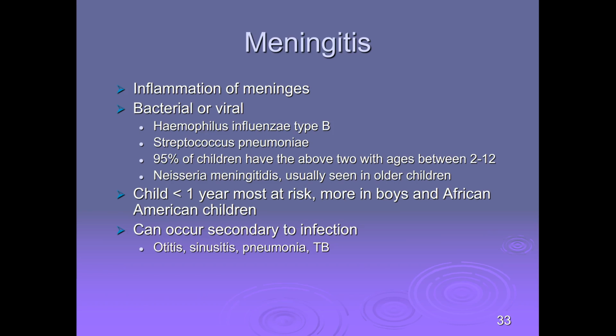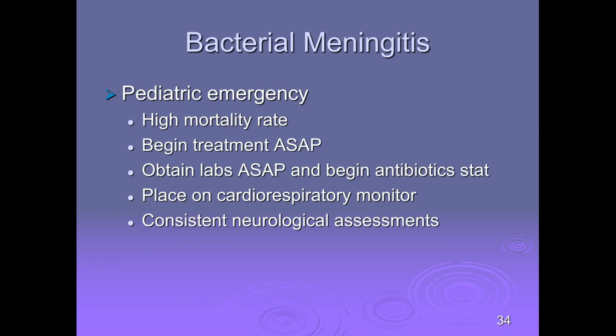Moving on to meningitis. We've seen a decrease in bacterial meningitis because of the Hib vaccine, but it does still exist. Children less than 1 year of age are still most at risk, and it happens more in boys and African American children. It can occur secondary to an infection, so you might have an ear infection or a sinus infection or pneumonia, and then it can develop into meningitis, and that is when your meninges are inflamed. So it is a pediatric emergency if you suspect meningitis.